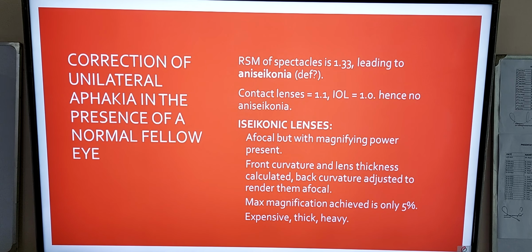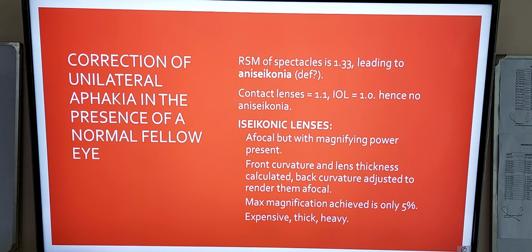The SRK2 formula: the original SRK formula had a problem that it was not very applicable to eyeballs of very short axial length, like 22 mm or below, or very long axial length, like 24.5 mm or above. So this formula is used here. Instead of the A, we use A1, and A1 varies according to the length of the eyeball, so there is addition or subtraction to achieve accuracy.